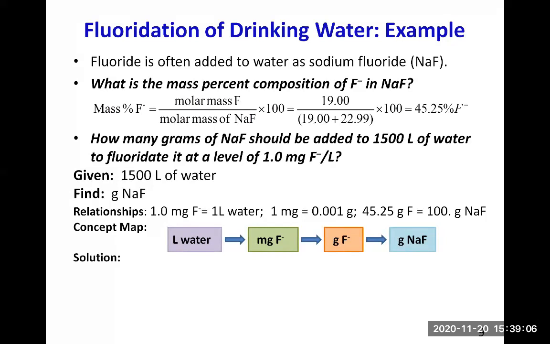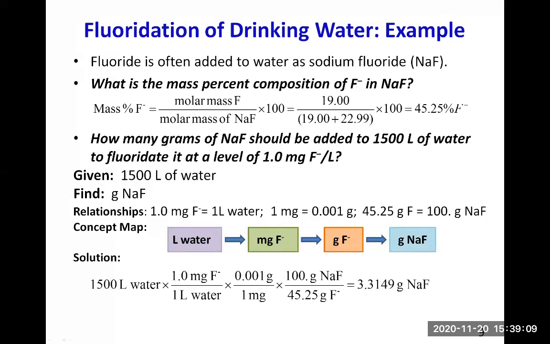So the solution will look like this. So let me show that. The given amount is the 1,500 liters of water. So that's in the numerator. That's what you start with. Multiply by the first conversion factor that comes from the level of fluoridation that we want. And so we want the 1 liter on the bottom so that we can cancel liters of water, and the 1.0 milligrams of fluoride on top. This way we will know our mass of fluoride needed, but we need to convert the milligrams into grams.